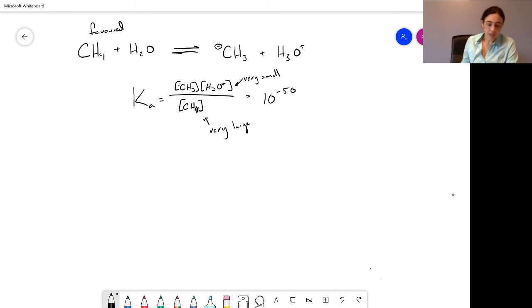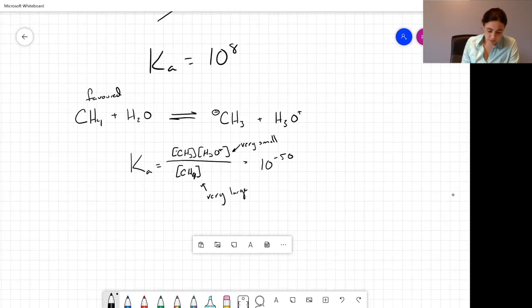So in water, methane will not be protonated. In fact, this will almost exclusively sit as methane in water, practically completely methane in water.